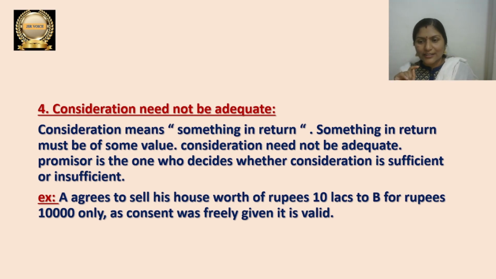Okay, the house is consideration for B and 10,000 rupees is consideration for A. But is it sufficient or insufficient? That should be decided by the promisor, by A only. So if A is agreeing that yes, it is sufficient for me, you need not pay 10 lakhs, you pay me 10,000 only, then it is valid. Sufficient or insufficient will be decided by the promisor only. If the promisor is accepting less consideration, then also it is valid consideration. Here the value of the house is 10 lakhs, but in return what is A taking? Only 10,000 rupees. He is giving property worth 10 lakhs to B.